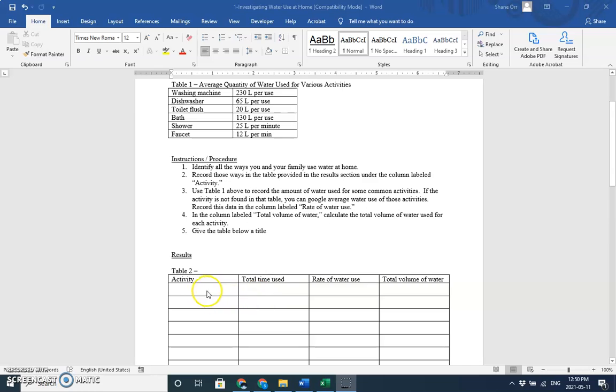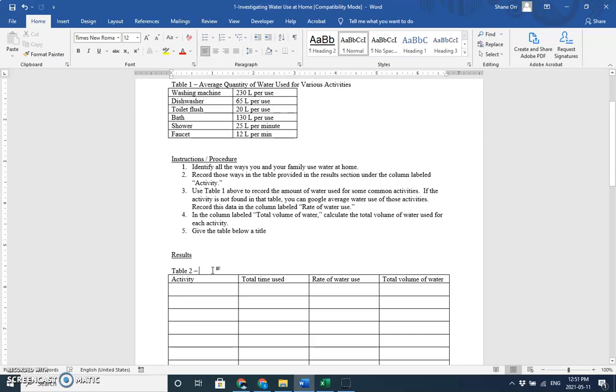So for example, if your family runs the washing machine 3 times a day, then you would say, okay, I've used the washing machine 3 times. And the rate of water use is 230 liters per time you use it. And so if this number is 3, then you would go 230 times 3 to give you your total volume of water for the day for that activity. And so you would do that for each activity in each row, filling out the chart across in the appropriate column. At the end, make sure that you give a title for your column, and you can just write that in pen after you print this assignment.